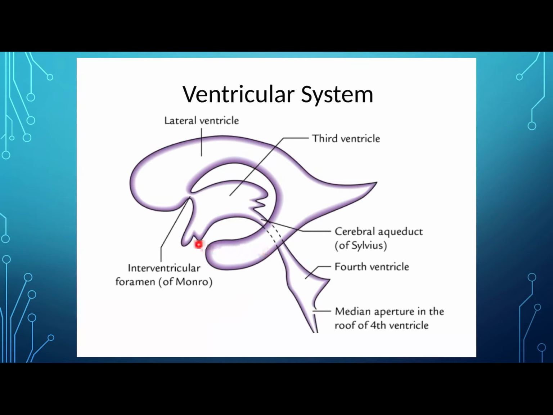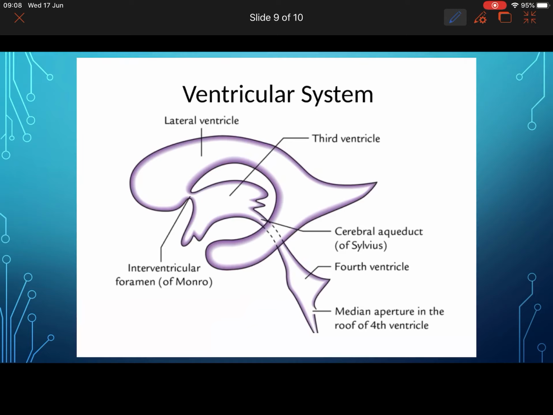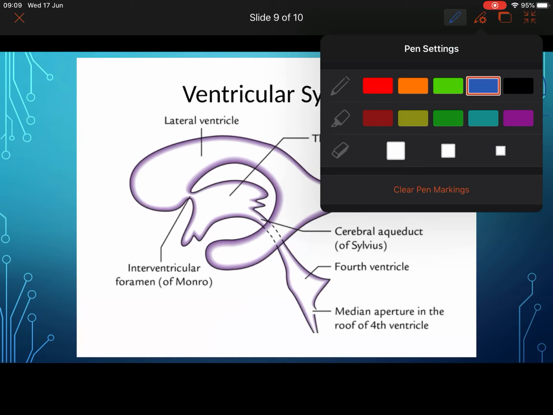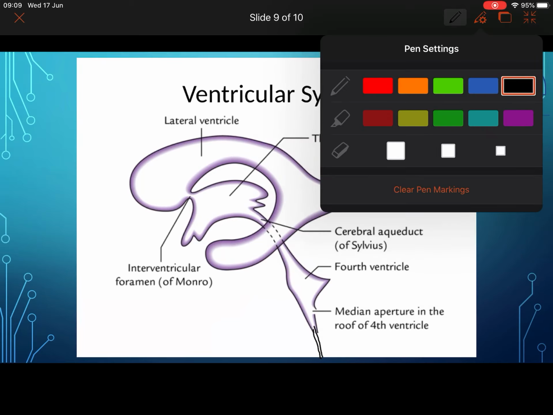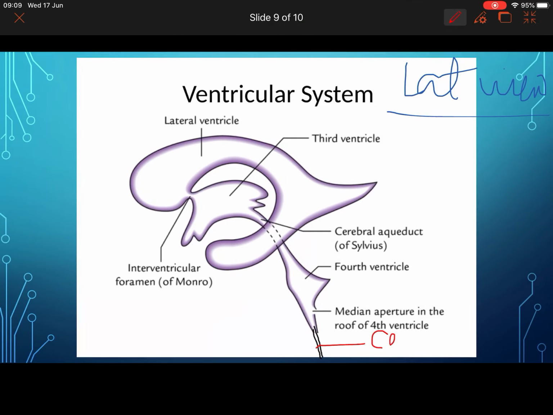So first of all, you will draw the lateral ventricle and you will write over here that it's the lateral view. Okay, so this is the lateral ventricle. This is the third ventricle. They both are connected by a foramen of Monro, and it is also called the interventricular foramen. Then we have the third ventricle connected to the fourth ventricle by the cerebral aqueduct or the duct of Sylvius. Then you can make it down, you will make one more label over here, and that you will call the central canal.